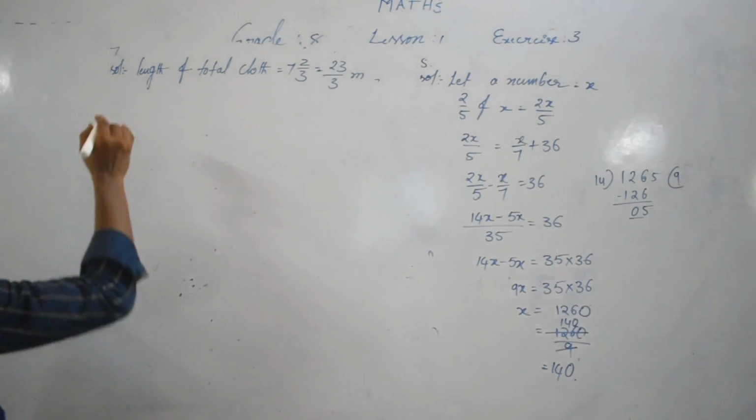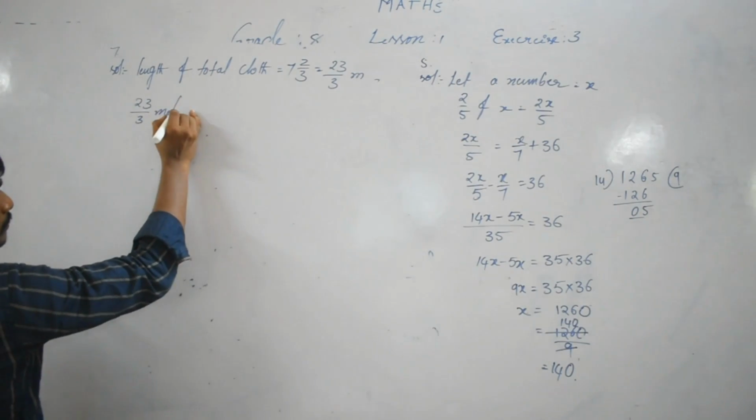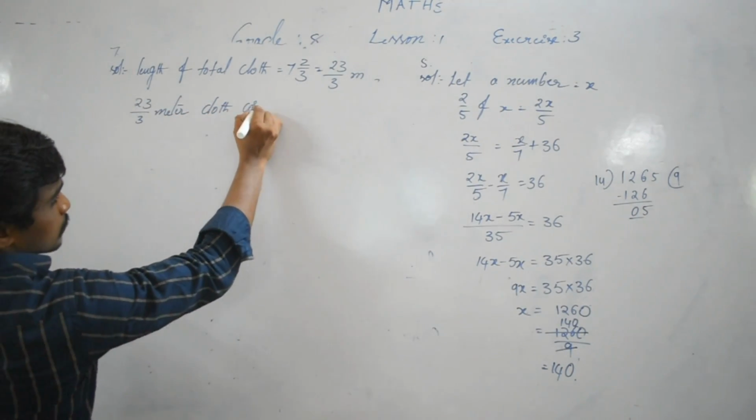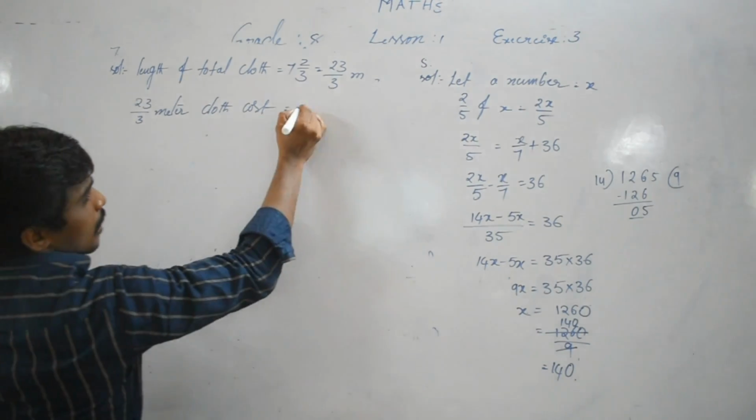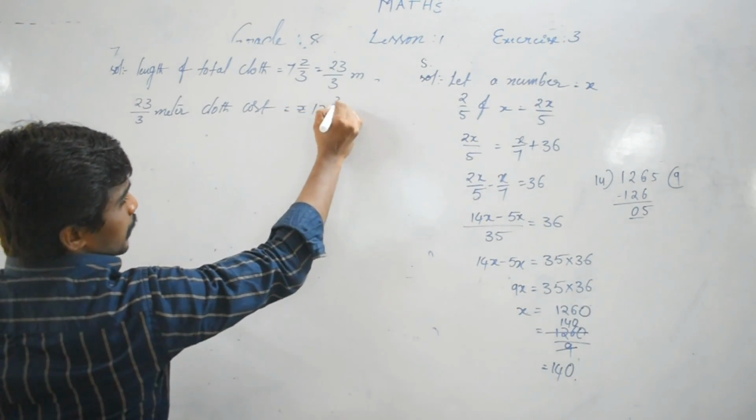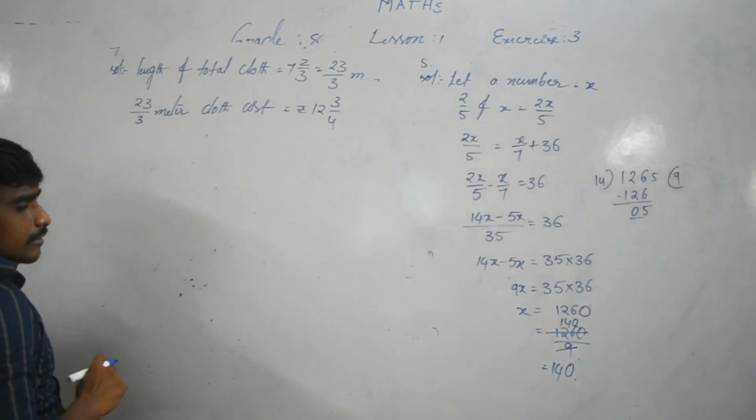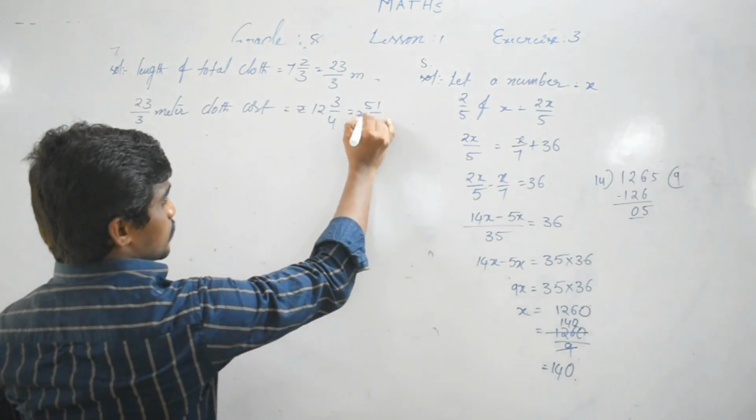Next, 23 by 3 meters of cloth cost how much? 12 3 by 4. 12 fours are 48, plus 3, 51 by 4 rupees.